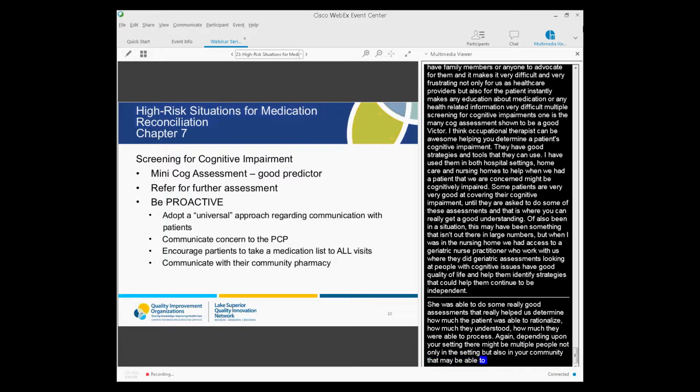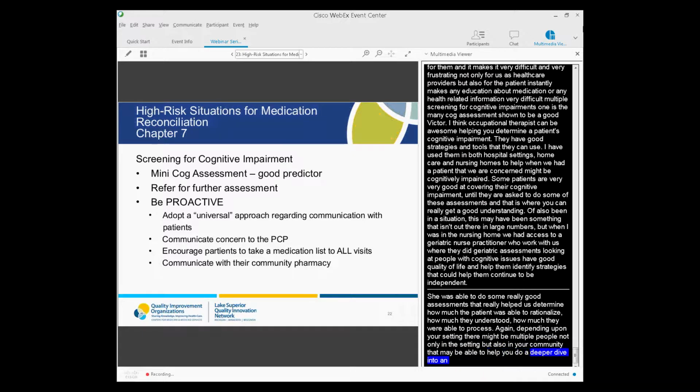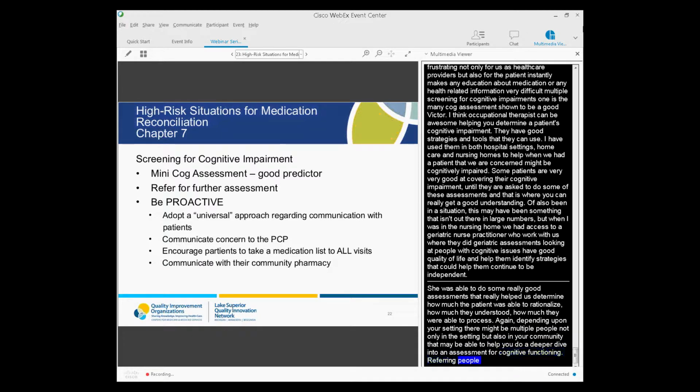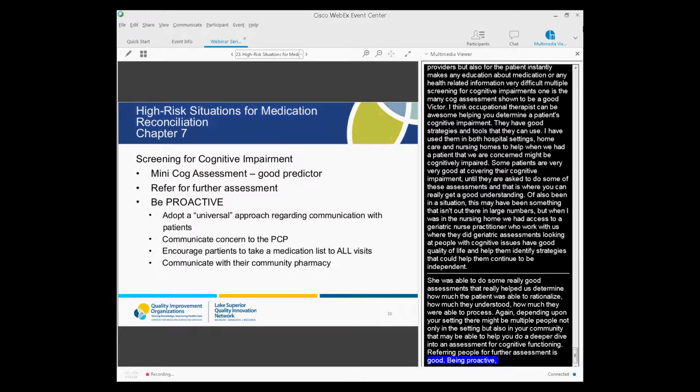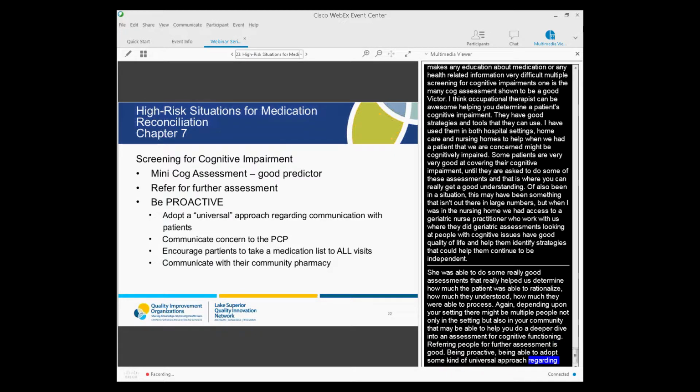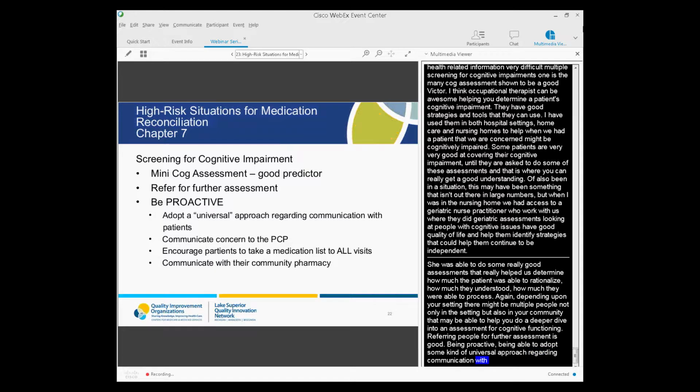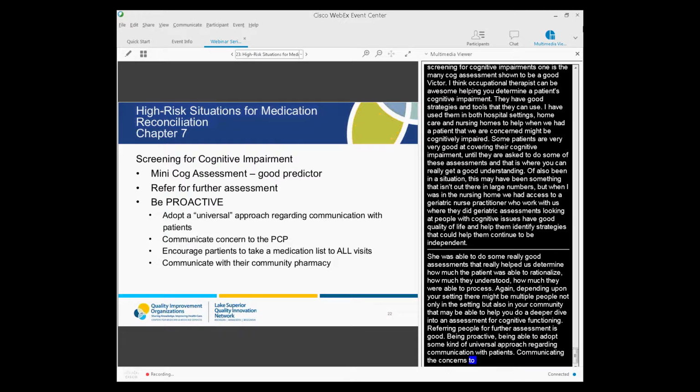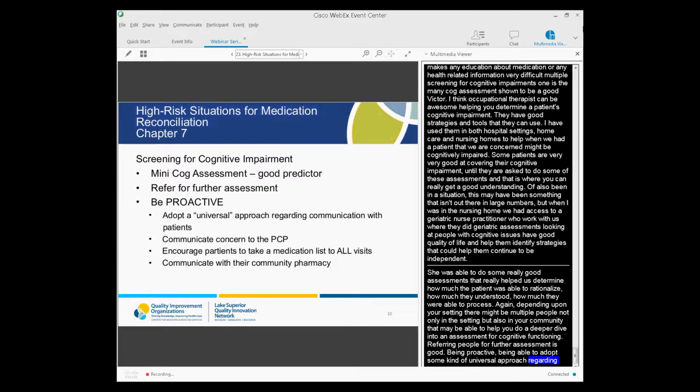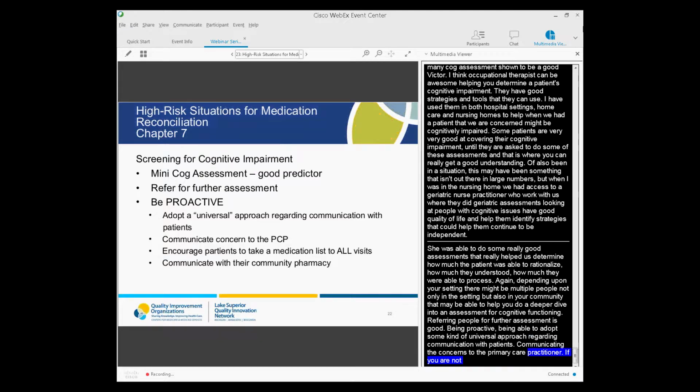So referring people for further assessment is good. Being proactive, being able to adopt some kind of universal approach regarding communication with patients, communicating the concern to the primary care practitioner if you're not that particular person, and encouraging patients to take their medication list with them and even their medications.